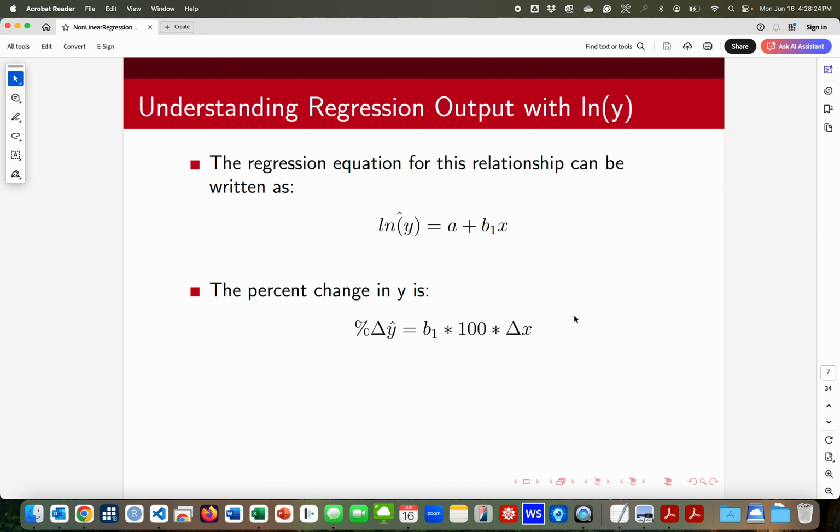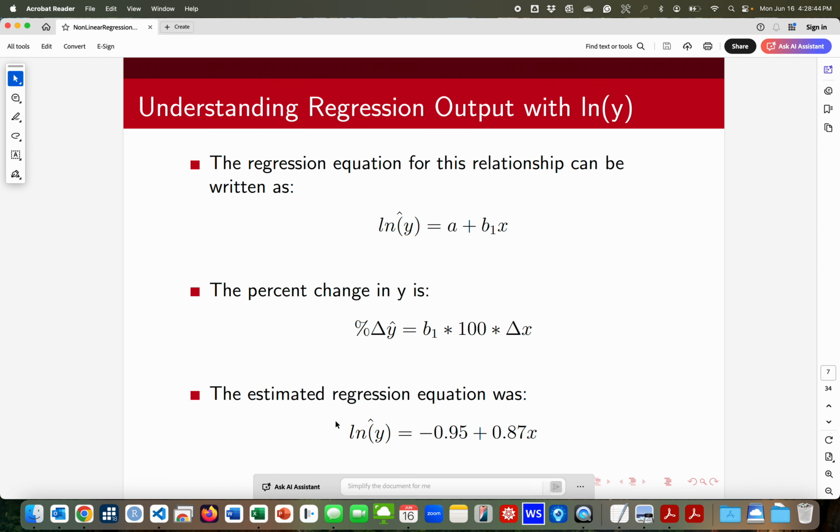B1 would be interpreted as the percent change in y. We multiply it by 100, and that would be the percent change in y if we increase x by 1 unit. So anytime you have a natural log as the dependent variable, you want to multiply that coefficient by 100, and that's the percent change in y if we increase x by 1 unit.